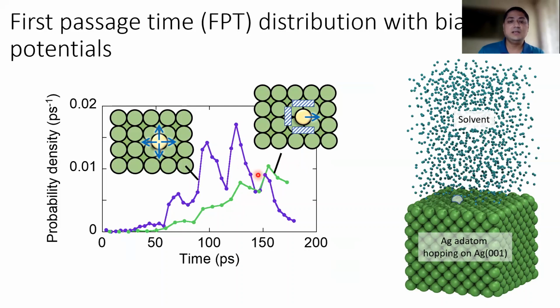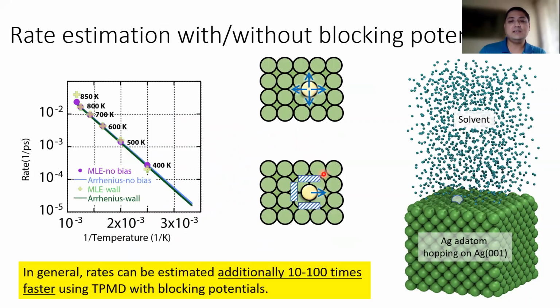So with this use of the bias potential, it changes the FPT distribution, as you can see in this plot. The blue distribution is coming from without bias potential, and the green one is with the wall potentials. But even though the shape has changed, the predictions for the rate constants and the Arrhenius parameters are not affected. So you can see that you basically get the same answers with the use of the blocking potential.